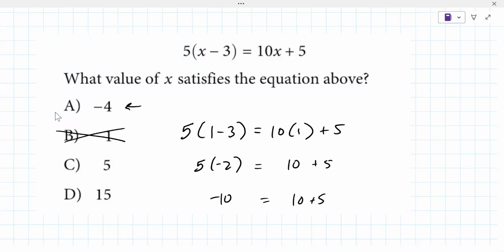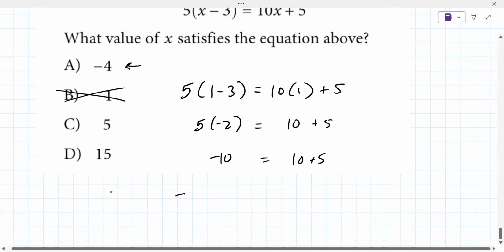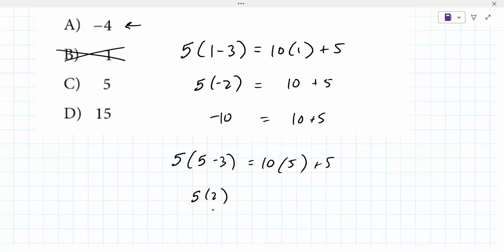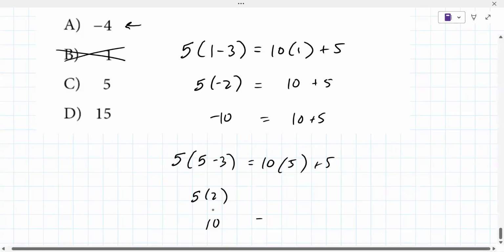It's C. Let's try that again. 5 times 5 minus 3 equals 10 times 5 plus 5. But you should subtract. What's 5 minus 3? 5 minus 3, that is 2. What is 5 times 2? 5 times 2 is 10. Okay, but on the right here, what's 10 times 5? 10 times 5 is 50. That's right, 50. And 50 plus 5 is 55.